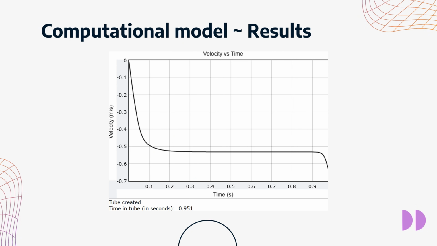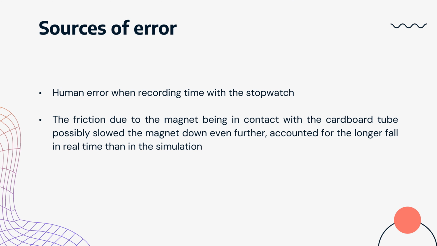With the simulation, we obtain the following graph. We can see that the magnet reaches a terminal speed of roughly minus 0.5 meters per second, and we can see that the time it takes to fall through the roll is 0.951 seconds. Some sources of error include the human error when recording time with the stopwatch, and also the friction due to the magnet being in contact with the cardboard tube that possibly slowed the magnet down even further, accounting for the longer fall in real time than in the simulation.